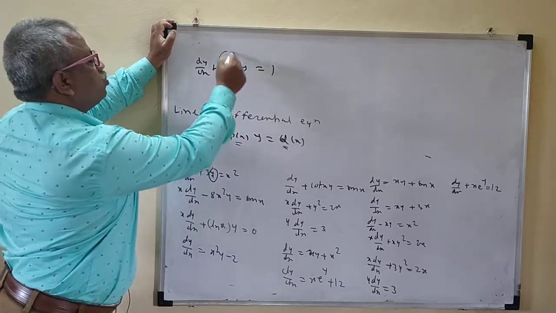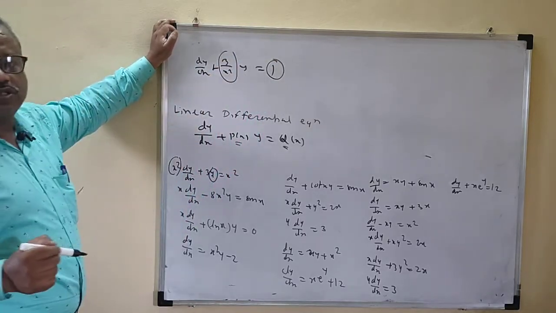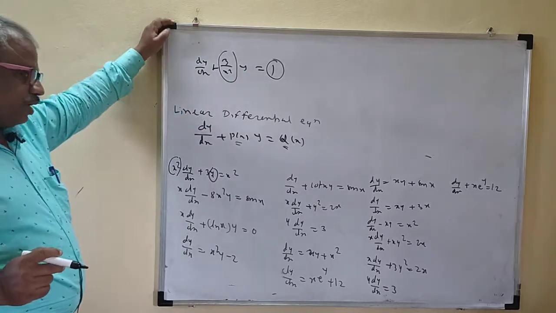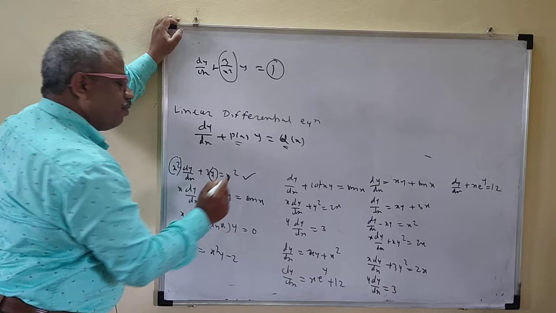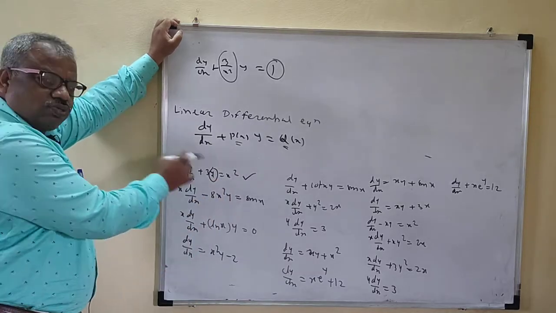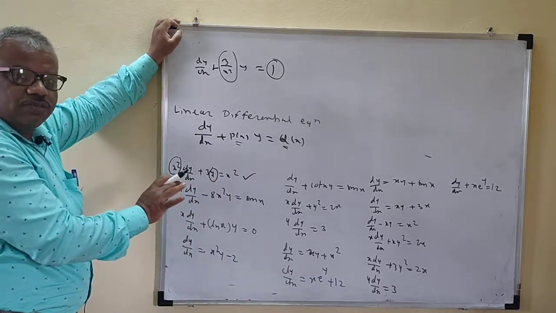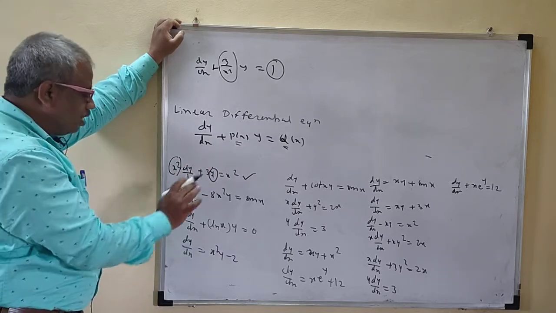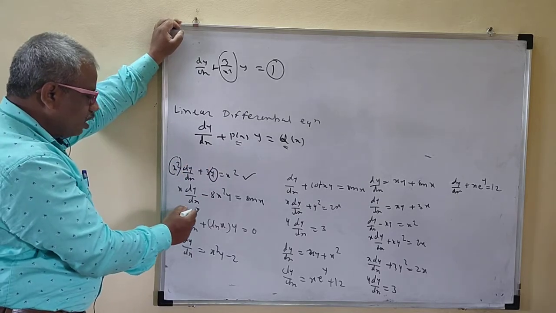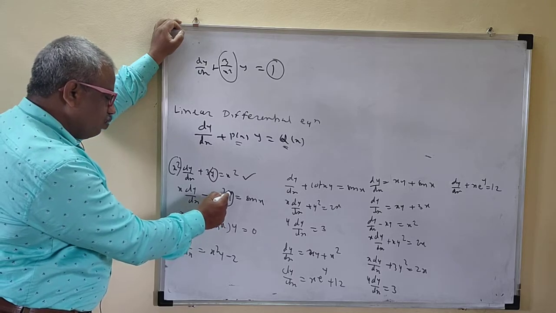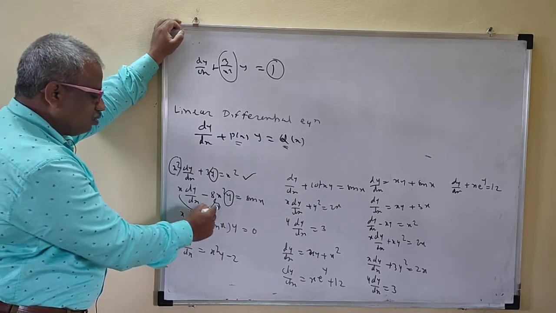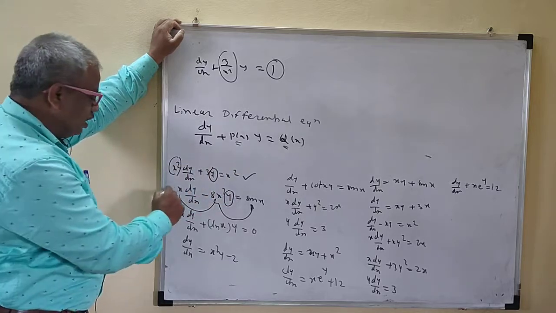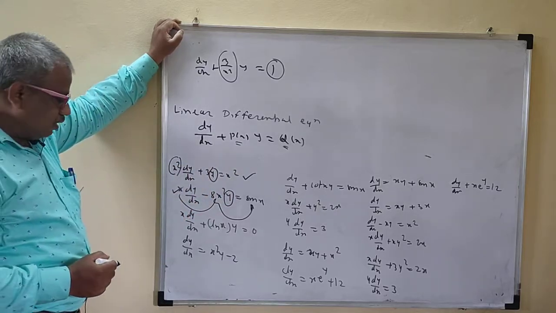This is a function of x, this is a constant, and this is also a function of x. So it is dy by dx plus P of x times y is equal to Q of x. That means this is a linear differential equation. It is reducible to a linear differential equation. Next, only one y is here. If you divide by x, it will be a linear differential equation.